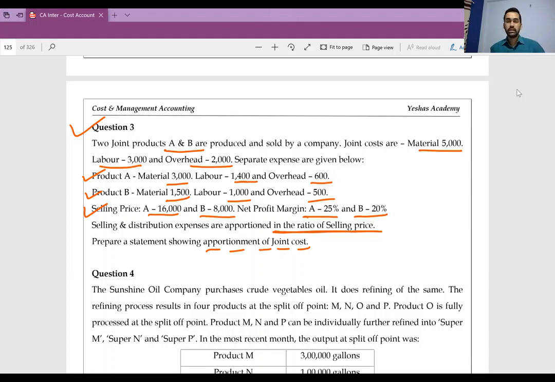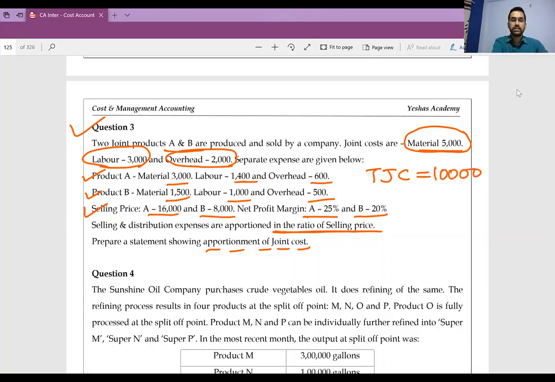Okay. Now this is the way to be worked out. I hope you have done some calculation. If not, pause it now. I'll be answering it in a while. This is how to do it. Material 5,000, labor 3,000, overhead 2,000. All these are joint costs. So how much is total joint cost? 5 plus 3 plus 2, 10,000.